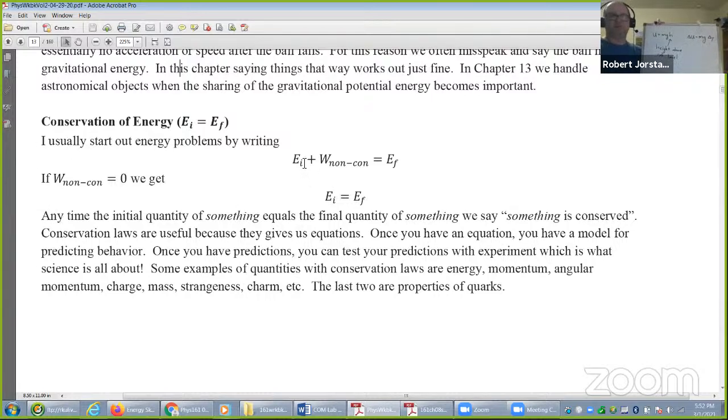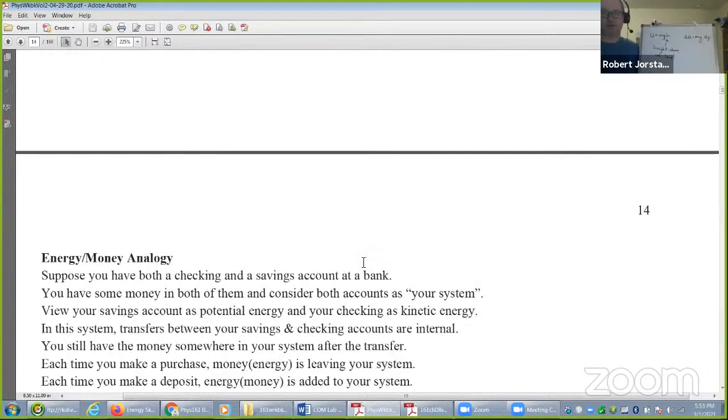Now, we're going to talk about conservation of energy. E initial is equal to E final. That's what a physicist means by conservation of energy here. So when the initial quantity of something equals the final, physicists say that something is conserved. You could talk about charge being conserved, mass being conserved. There's a thing in physics called strangeness. Strangeness could be conserved. So there's all kinds of different properties. Charm is conserved. All right. Let's go on.